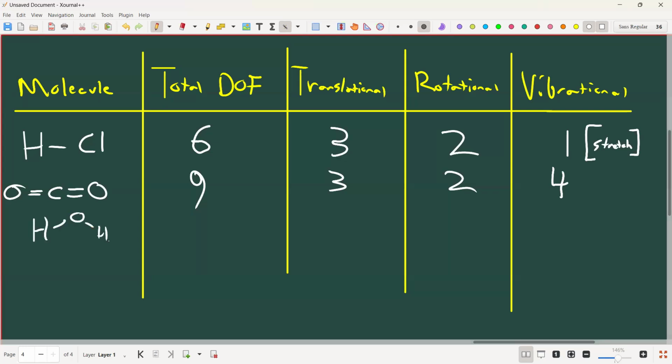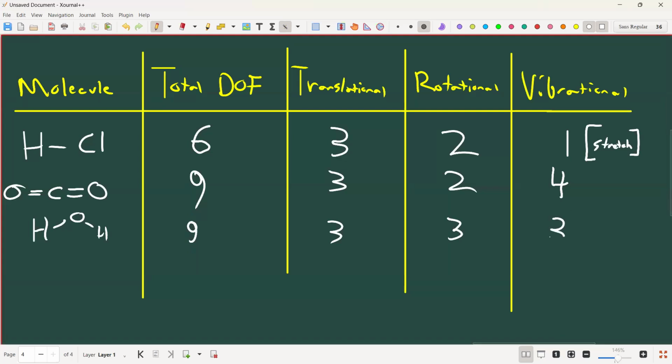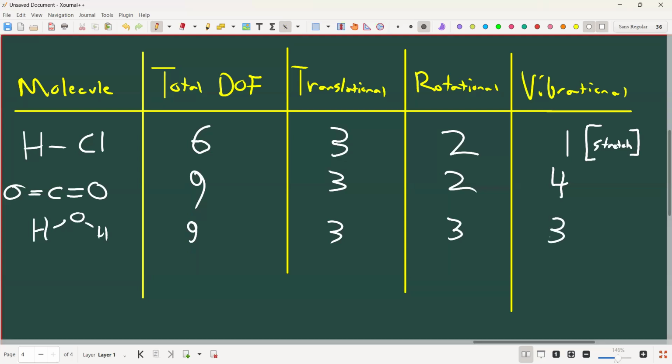H2O. Of course, it still has 9 degrees of freedom because it's got 3 atoms. 3 degrees of translational freedom, but this one has 3 degrees of rotational freedom. It's no longer linear. It's a 3-dimensional molecule. So for H2O, there's this rotation. There's this one where the hydrogens oscillate around the axis. And then there's this one where it rotates around the plane. There are 3 unique rotations. So H2O has 1 less vibration than carbon dioxide.